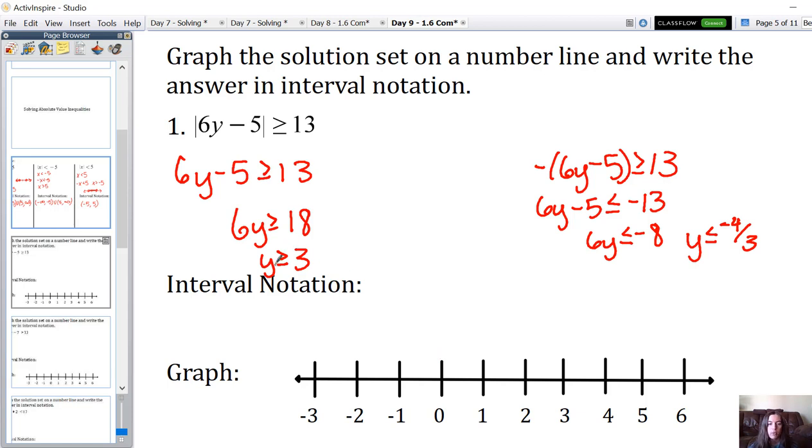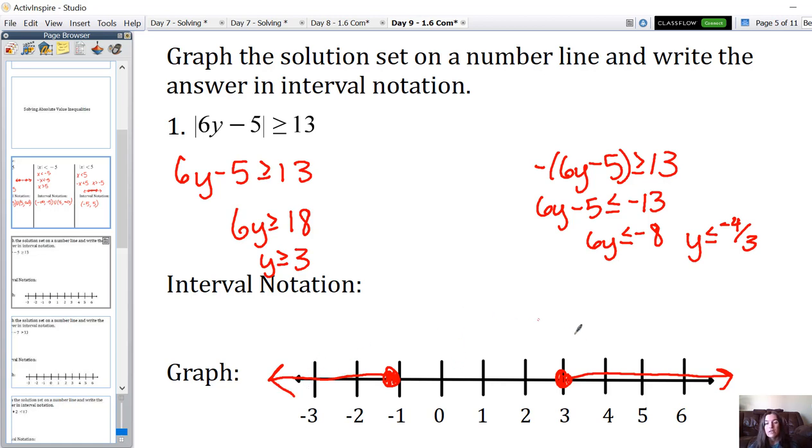So let's graph. We need everything greater than or equal to 3. So at 3, we've got a filled in circle, and our arrows go to the right because we want to increase that value, and less than or equal to -4/3. -4/3 is around -1 1/3. I'm just going to put that right here. This one is also a closed circle because we have that less than or equal to. And this time we are less than, so we are decreasing that value. It's going to the left.